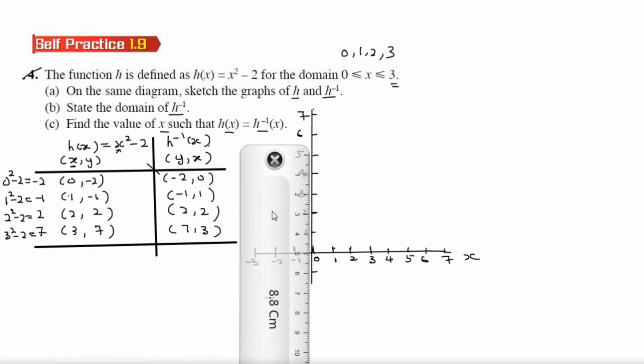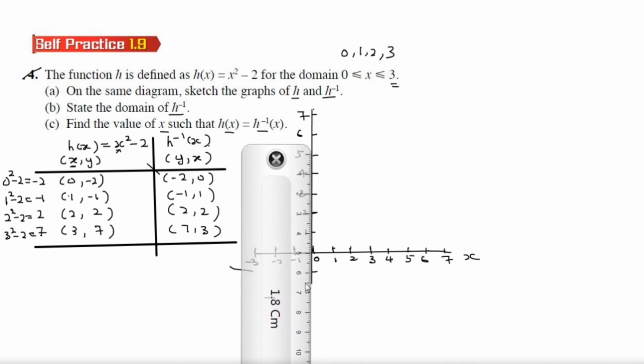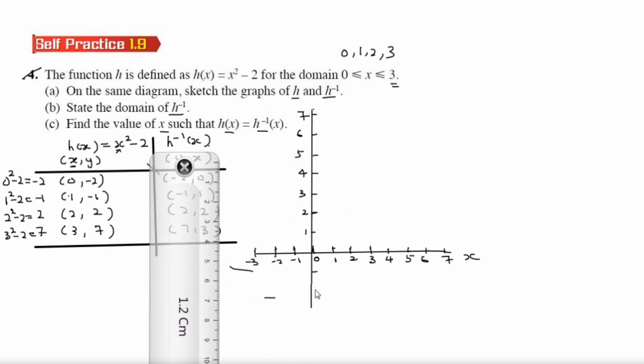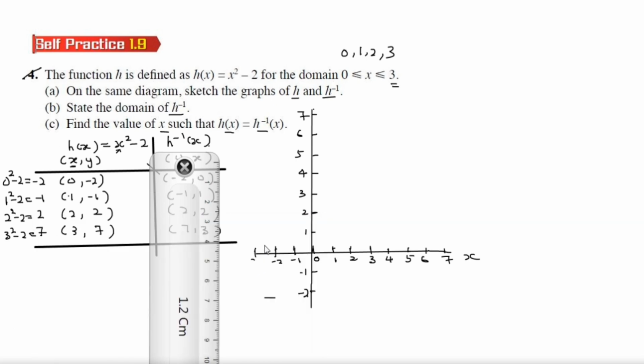I think I need to draw a bit longer. Okay, draw again. This is -1, -2. Okay, draw now. You can draw now. Follow me. This is -3. And now, when you draw h and h inverse, first you need to draw the reflection axis.